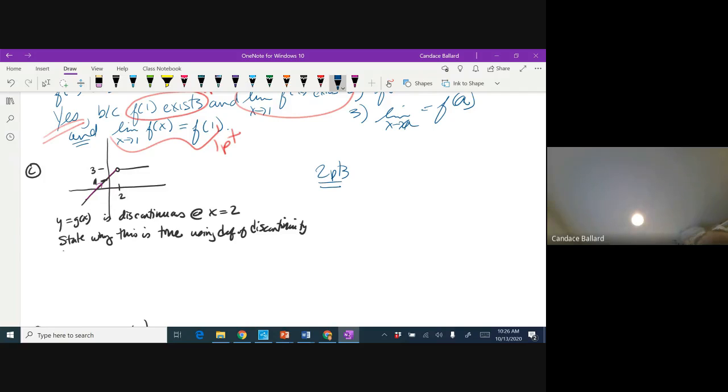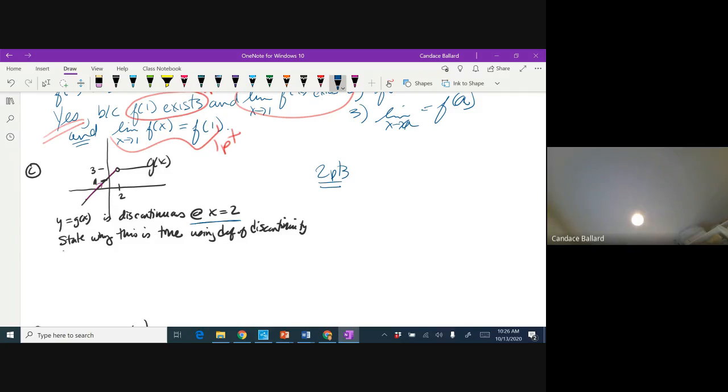So we're going to say that y equals g of x. That's very common. They gave the function. They're saying that y is equal to the function. We're going to say it's discontinuous at x equals 2. They also gave us a graph of g of x, which I erased the label on. This is g of x. Okay. State why this is true using the definition of discontinuity.